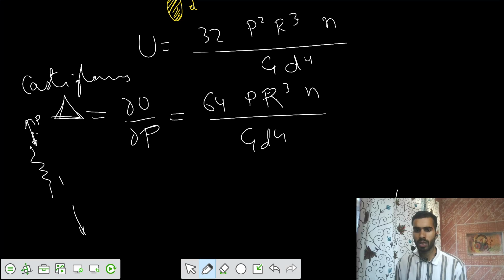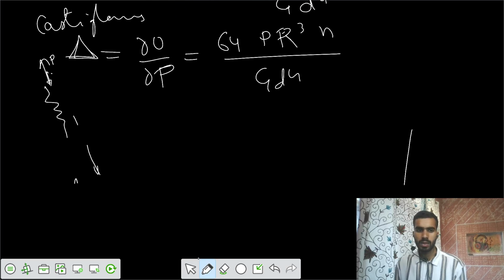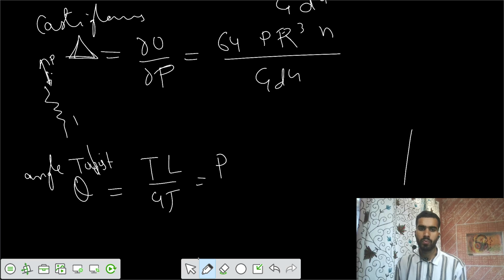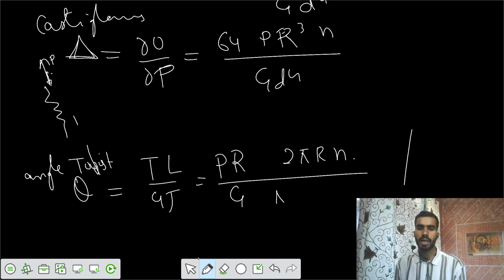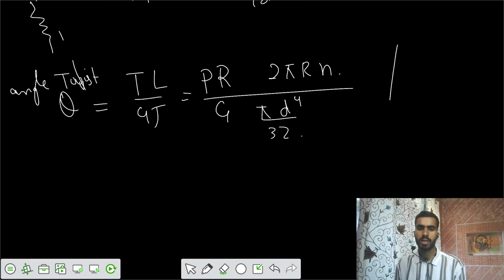Similarly, for theta, the angle of twist, because you are applying torsion, an angle of twist would develop in that spring, equal to TL by GJ. The value of T is PR, L is 2 pi R N, and J is pi d power 4 by 32. So this is your equation for that.